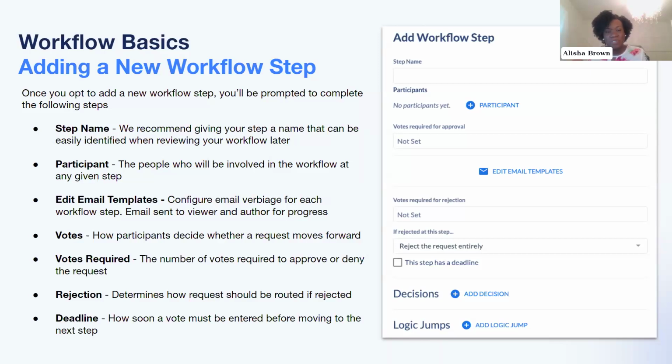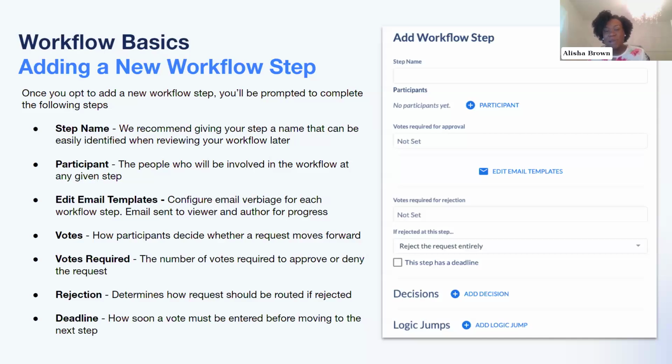I'm actually going to move back up just a little bit to talk about the edit email templates option. So each step can send an email customized by your team to both the viewer and the author about the progress of the request. There is an opportunity to turn these off if maybe you want an email notification at some steps and not at others, and this can be done under workflow notifications.